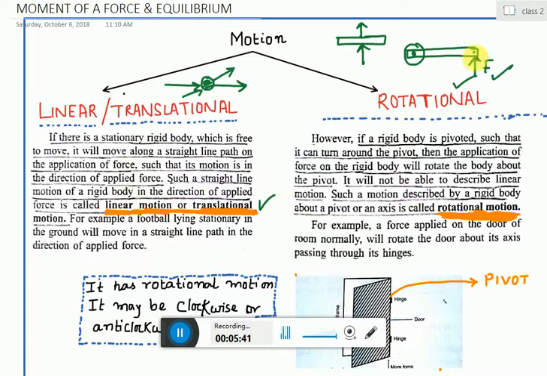So the application of force will rotate the body about its pivot. Now it will not be able to describe linear motion. Previously I showed you that if there was no pivot, it would have been a linear motion, but here it was pivoted, so it will not be linear motion, it will show a rotational motion. Such a motion described by the rigid body about the pivot or an axis is called rotational motion.